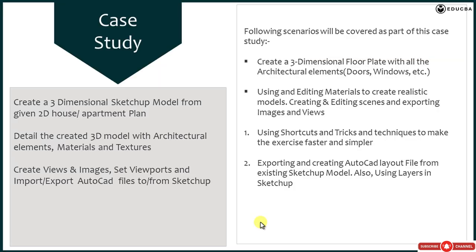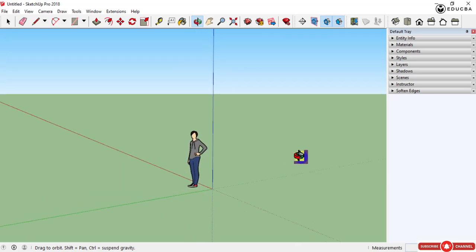There is going to be a case study associated. That is, we have to create a three-dimensional SketchUp model from a given 2D house apartment or bungalow plan. Then we are going to have a detailed 3D model with all the elements. We are going to create views and images and learn the basic handling of Google SketchUp. So here we are done with the explanation of what you are going to learn in the course. Let us proceed now to the part where we cover SketchUp and Autodesk AutoCAD.